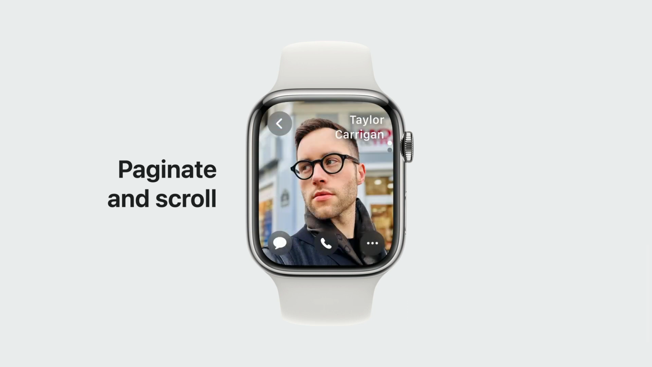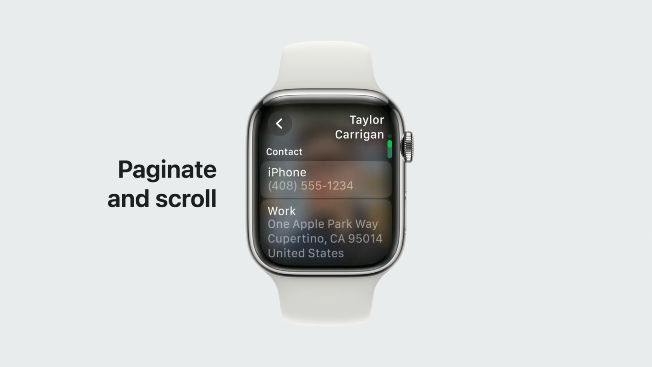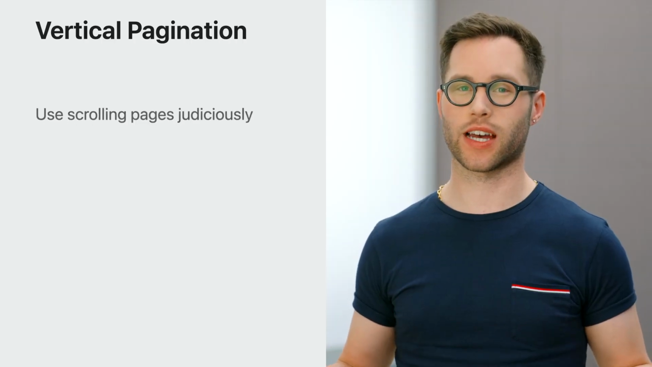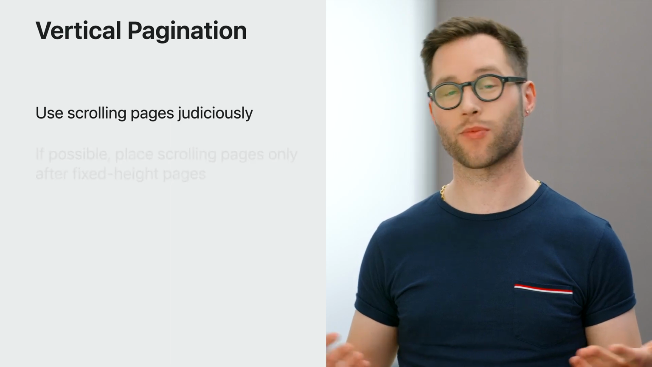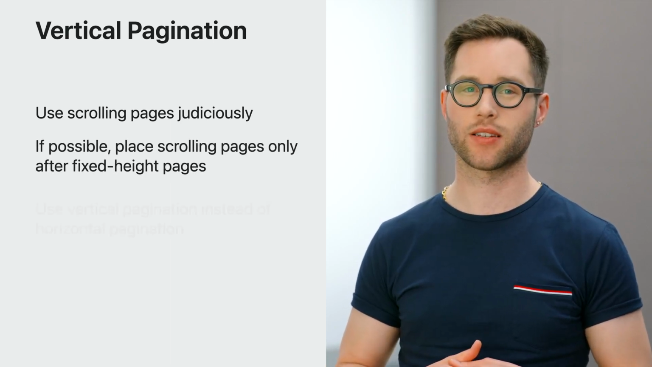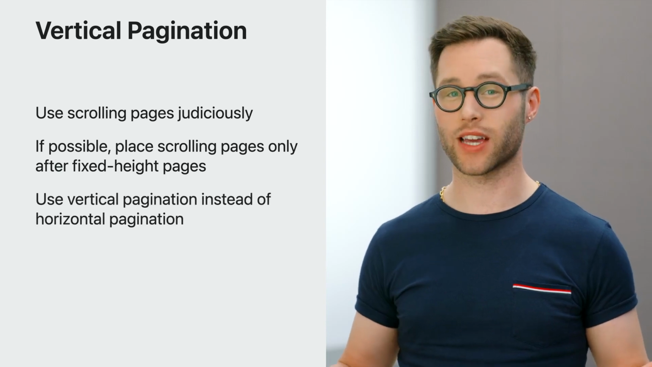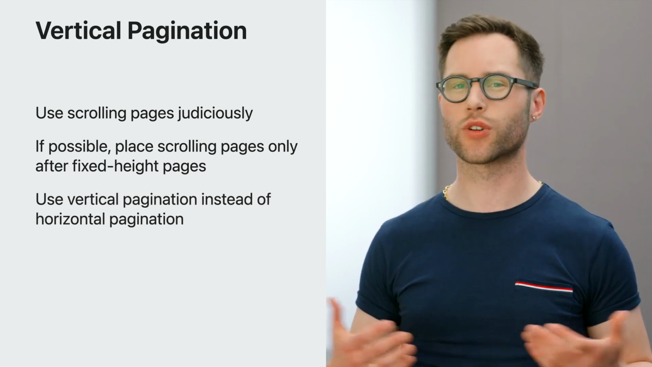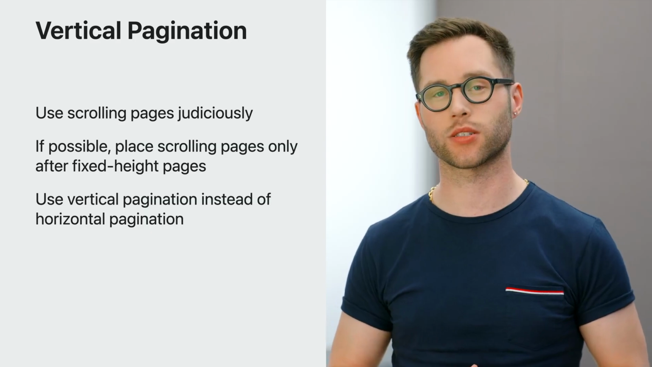In Contacts, the first page of a contact card provides a detailed photo and frequently used actions. The second page is a scroll view and contains less frequently used contact details. We recommend using scroll views inside pages judiciously and, if possible, placing them only after fixed height pages in your app design. Use vertical pagination in place of horizontal pagination, which is more difficult to navigate on Apple Watch.